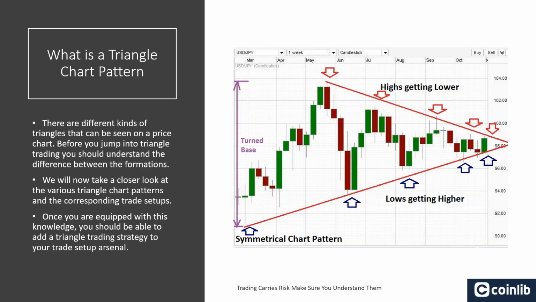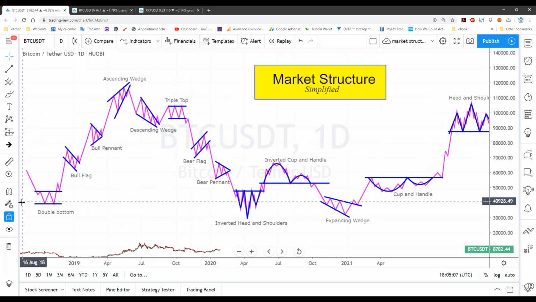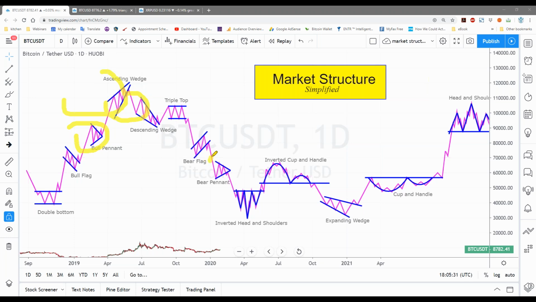So let's go over to a live chart for a second. And on this chart, which I call market structure, it shows you most of the most common chart pattern formations. And we start on the left here with double bottom, bull flag, bull pennant, descending wedge, triple top, bear flag, bear pennant, inverted head and shoulders, expanding wedge, cup and handle, and head and shoulders again. Now, we have this pattern. We have that pattern. We have this pattern. This one.